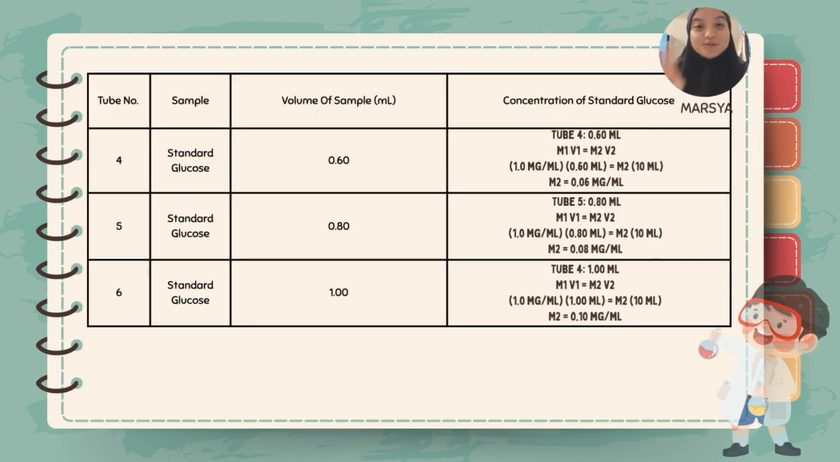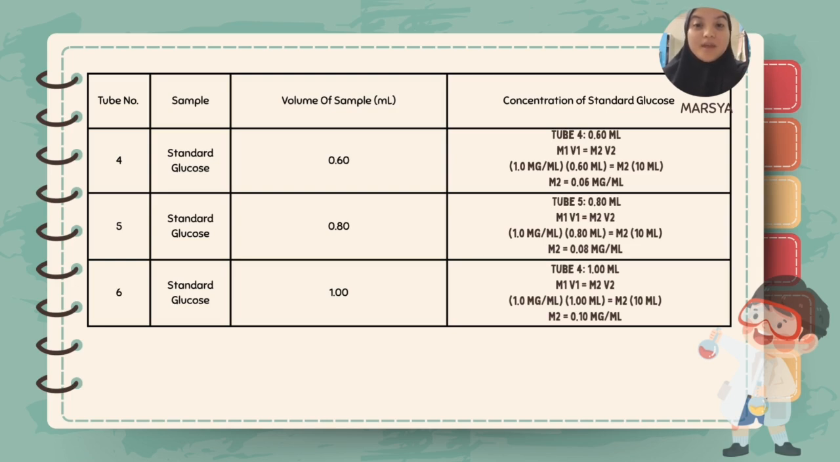Okay, moving on to tubes 4 to 6. So, we continue increasing the volume of standard glucose. For tube 4, 0.60 ml is added. So, the calculation is 1.0 mg per ml multiplied by 0.60 ml and divided by 10 ml, which equals 0.06 mg per ml. For tube 5, we use 0.80 ml of the stock solution. So, 1.0 mg per ml multiplied by 0.80 ml and divided by 10 ml equals 0.08 mg per ml.